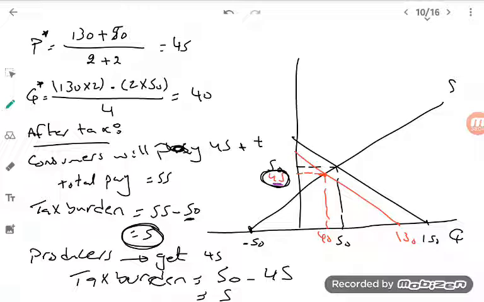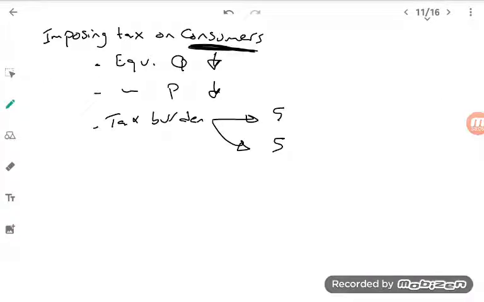5. يبقى احنا نقدر نعمل سمري للكلام ده بان بعد ما عملنا التاكسز على الكونسيومرز الايكوليبريم برايس قلت، الايكوليبريم كوانتيتي قلت، والاتنين بقى عندهم تاكس بيردن، سواء البروديوسر بقى بيخسر 5 جنيه او الكونسيومر بقى بيدفع 5 جنيه زياده. تمام؟ مطلوب منكم بقى ان انتوا تقروا الامباكت بتاع نفس ال imposing التاكس ده على البروديوسر.